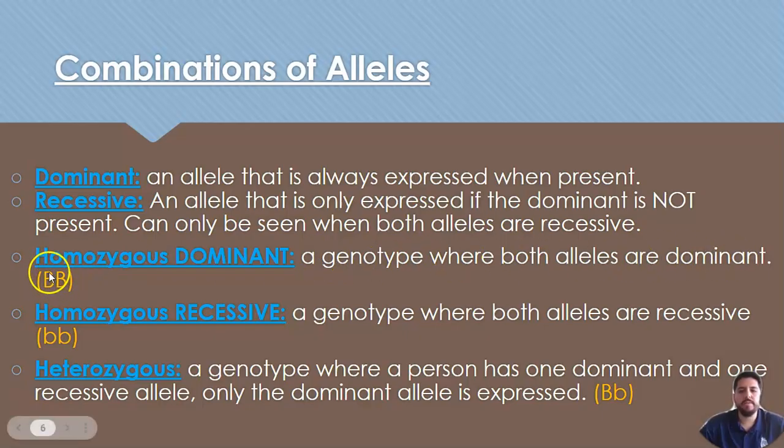And again, when we express these in writing, dominant alleles are always going to be capital letters. We could also have homozygous recessive, where a genotype has both alleles that are recessive. And again, we show that with two lowercase letters. Or the alleles could be heterozygous. Remember, hetero means different. So heterozygous is a genotype where a person has one dominant and one recessive allele. But remember, the dominant is called dominant because it is the one that is expressed. So even if you have a heterozygous setup, the dominant one is the one that takes over, and it's the one that is expressed or shown on your body.